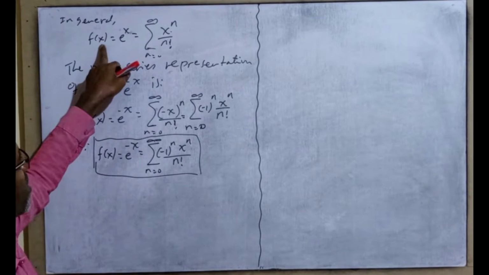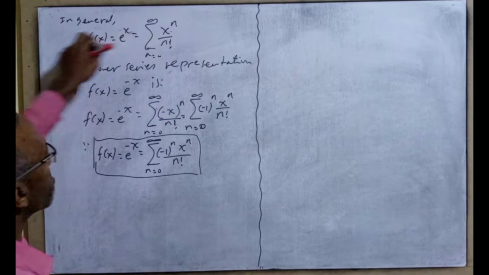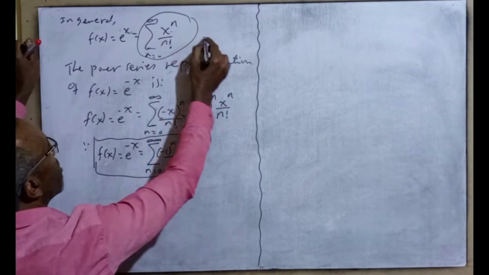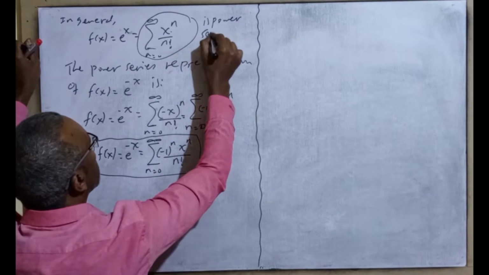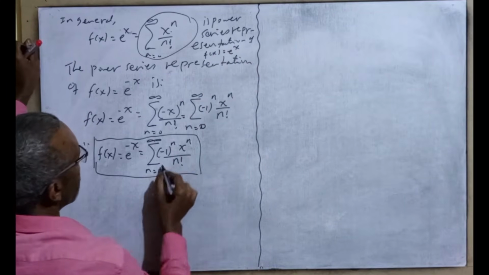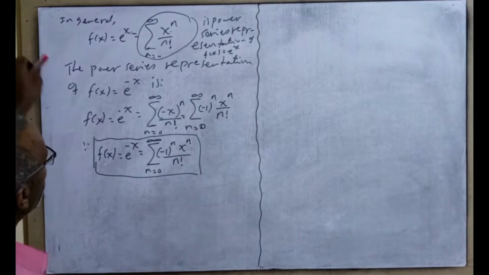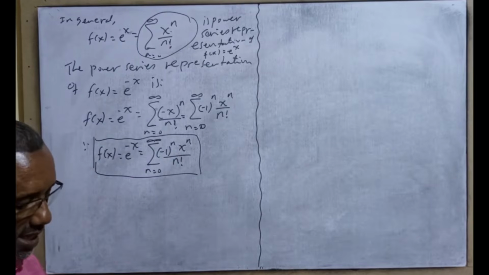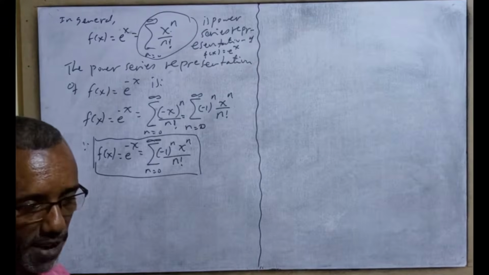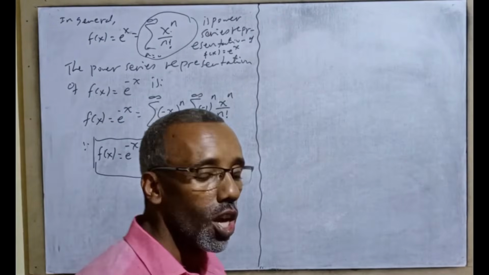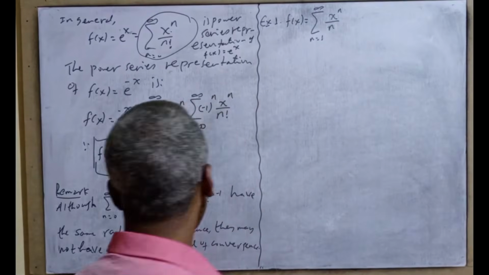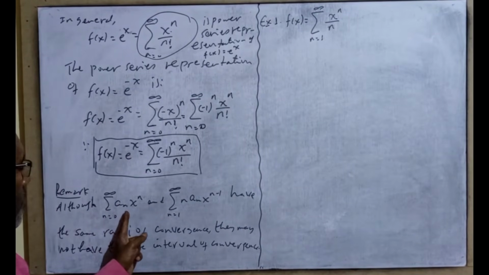And this is the power series representation of f of x is equal to e to the power of x. This is the power series representation of f of x is equal to e to the power of x. And this one is the power series representation of f of x is equal to e to the power of minus x, which is the sum of -1 raised to n x raised to n divided by n factorial, where n runs from 0 to positive infinity.